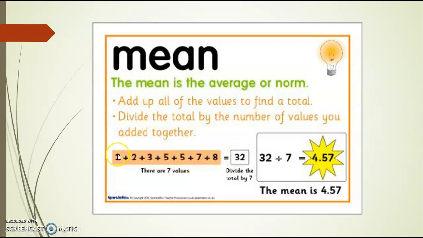So you can count. Right now they're telling us that there are 7 values, but they won't tell you. So you would have to count to see how many numbers you have here. So 1, 2, 3, 4, 5, 6, 7. So then that's when you get your total and you divide it by 7, and whatever answer it gives you, this is considered your mean. So in this case, the mean is 4.57.